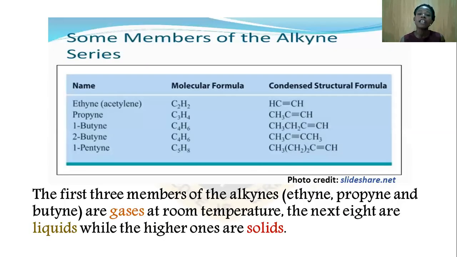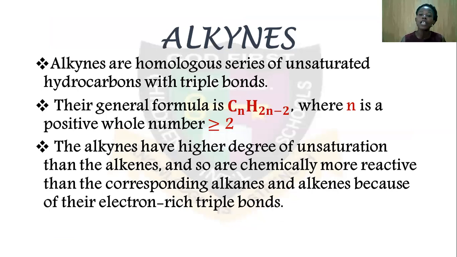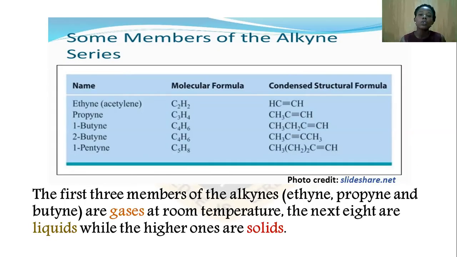So now let's look at some of the first few members of the alkynes. Number 1, you have ethyne, sometimes called acetylene. Its molecular formula is C2H2. From the general formula, CnH2n minus 2, n is 2, so 2 times 2 is 4, and 4 minus 2 gives you 2. That's why the molecular formula is C2H2.